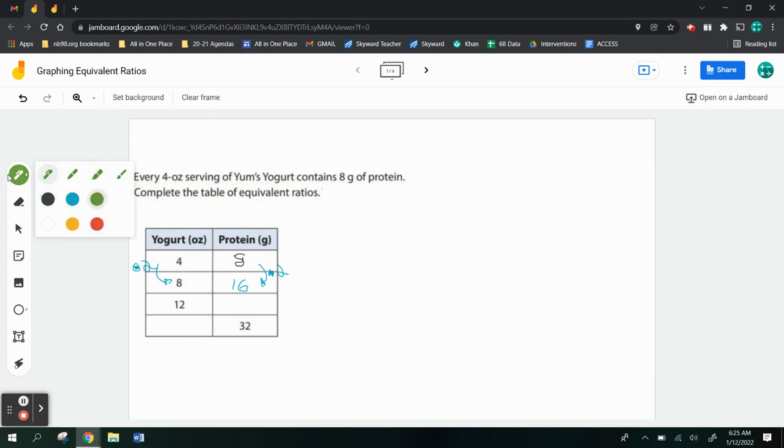I'm going to keep going down. So next row, how do I go from 4 to 12? Well, I know that 4 times 3 is 12. I'm going to go to this side, do the exact same thing. 8 times 3 would be 24.